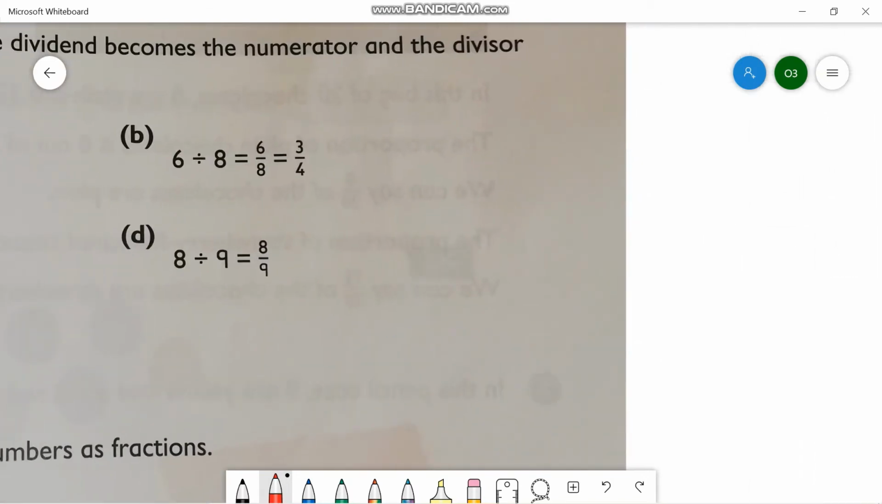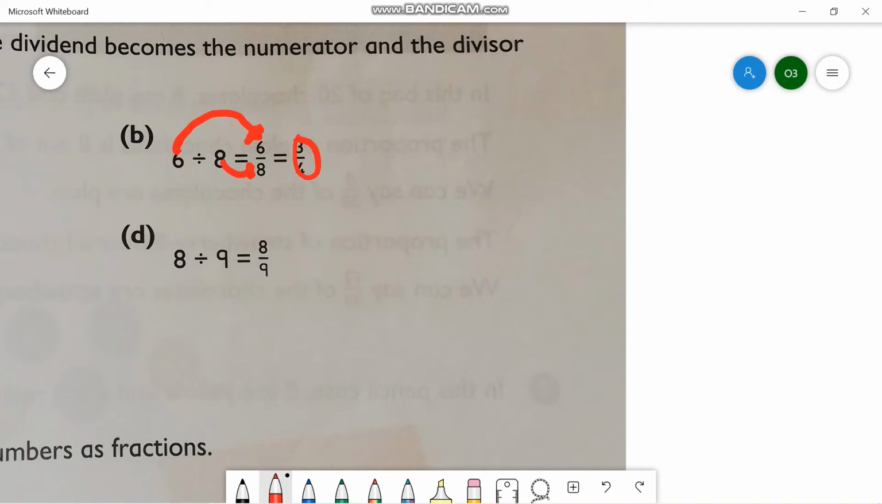So here we have 6 divided by 8. So 6 will go to the numerator and 8 will go to the denominator. And 6 over 8 can still be simplified. So by dividing 6 over 8 by 2, 6 divided by 2 is equal to 3 and 8 divided by 2 is equal to 4. So the lowest term of 6/8 is 3/4.